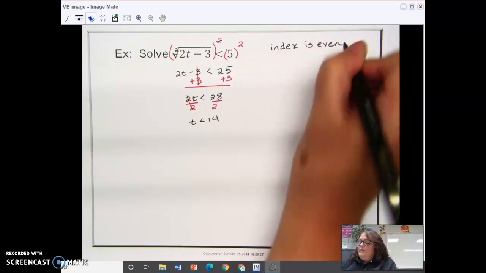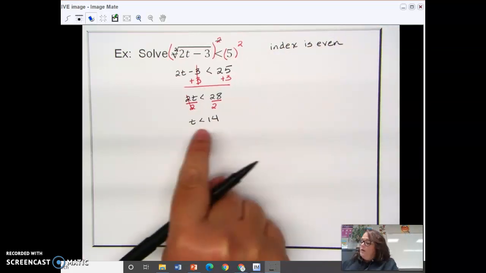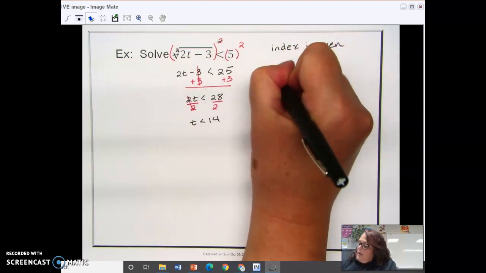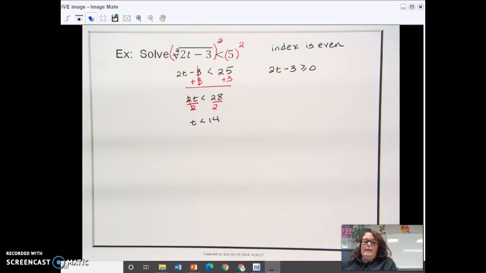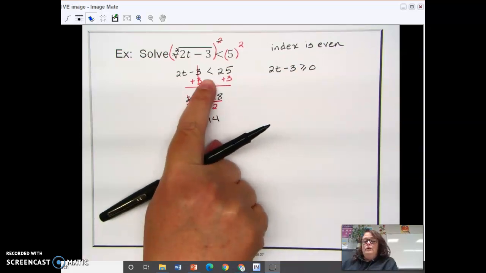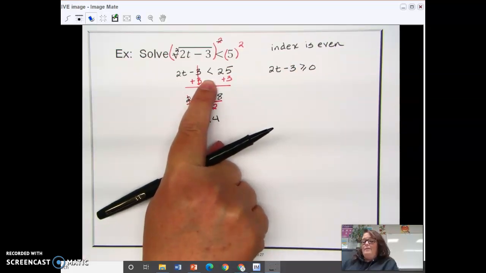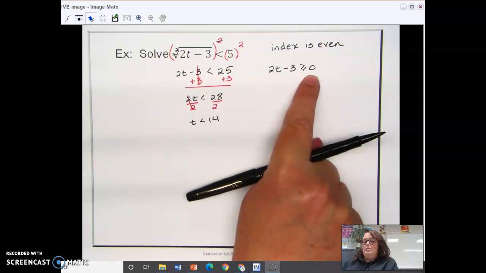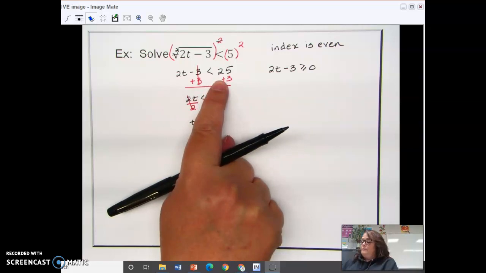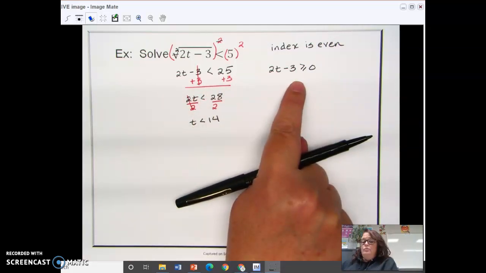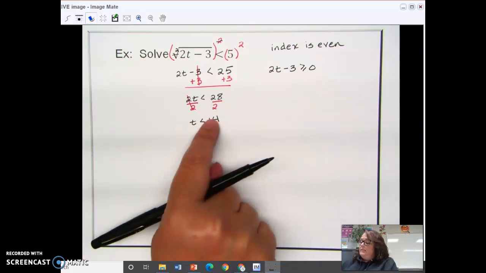And that means that I have a second part to my problem, which is making sure that that radicand 2t minus 3 has to be greater than or equal to 0, meaning not negative. Now notice when I look at this, less than 25 doesn't protect me from being greater than 0. I can have a negative number that's less than 25. Okay, so that means I do have to solve this and combine these together.